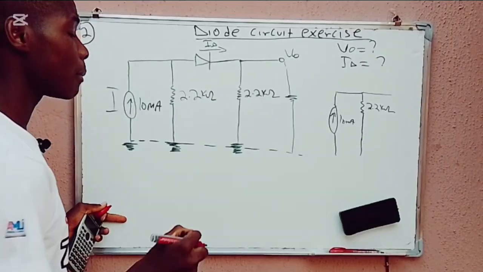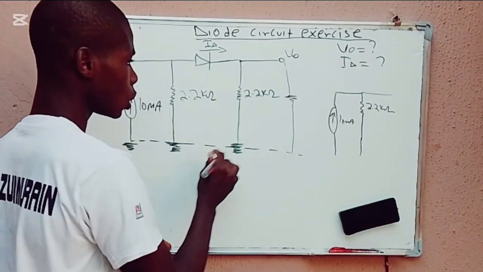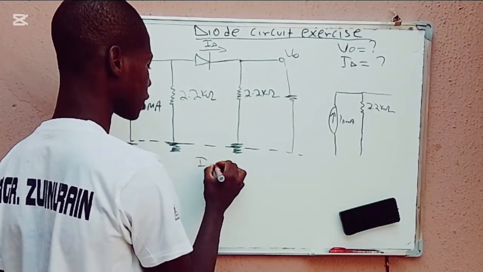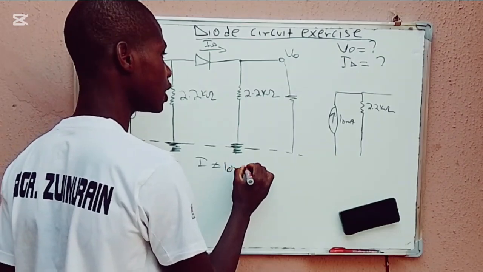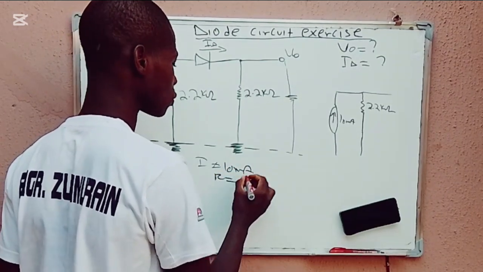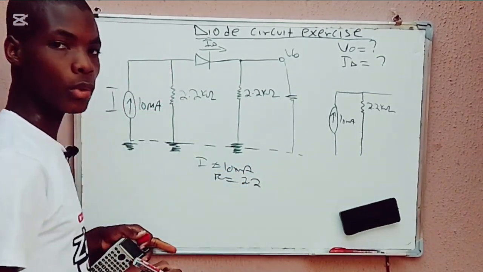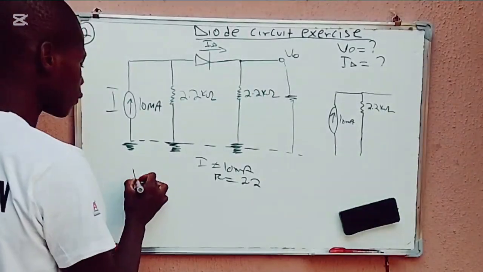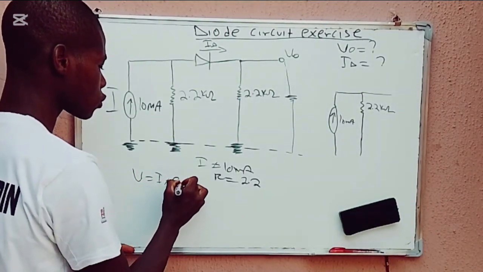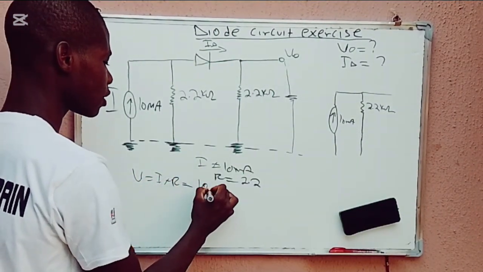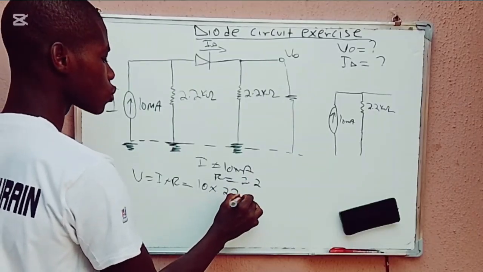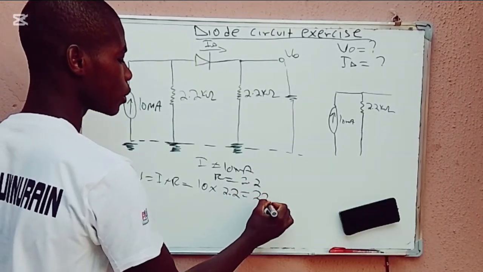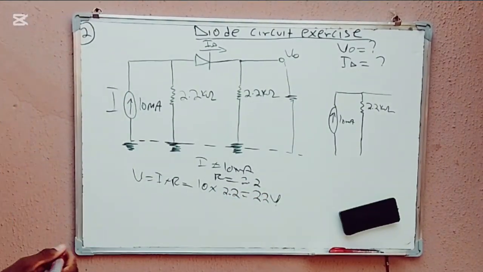If I apply the source transformation, this is what I have: a current of 10 milliamps, and therefore the resistance as 2.2 kilo ohms. So V is equal to IR. The current is 10 multiplied by the resistance, which is 2.2. So this should now be 22 volts.